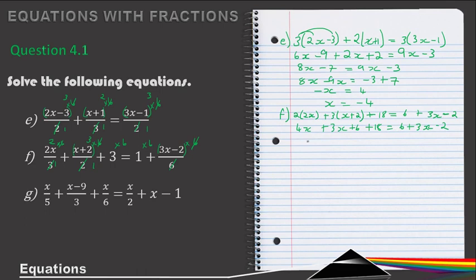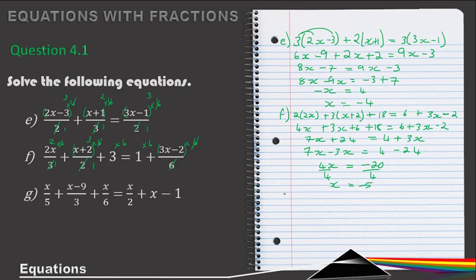Now adding my like terms on both sides, I've got 7x here, and then 6 plus 18 gives me 24. And then 6 minus 2 is 4 plus 3x. Bring the 3x this side, 7x minus 3x equal to 4 minus 24. So this is then 4x equal to negative 20. Then divide both sides by 4. Gives me x equal to negative 5.